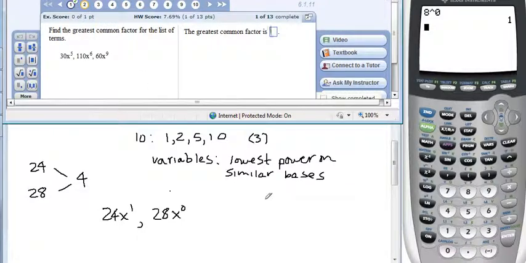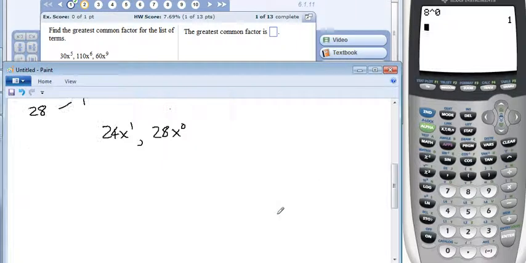All right, so here we're starting to get some larger numbers. I look at that and I say, I really don't know what's in the 30, a 110, and a 60. Obviously the variable is x to the 5th. That one's super easy. I just look at my powers. Between a 5, a 6, and a 9, 5 is the lowest.